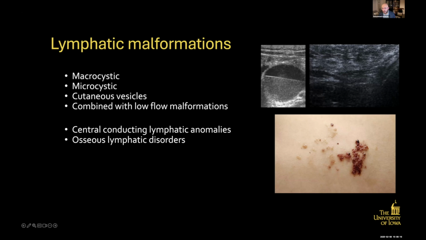They can involve the skin, and that's when you get cutaneous vesicles, and these can leak or bleed. When they bleed, they become dark or red. They start clear, but then they become red with time if they bleed. Or you can have combined LM with other malformations, or you can have central conducting lymphatic anomalies or bone lymphatic disorders, which is beyond our scope today.